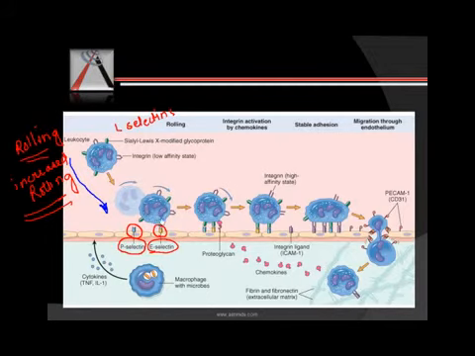Once the rolling is increased, in the next stage the integrin expression is increased. These integrins are responsible for firm binding of the PMNs to the blood vessel walls. So these are responsible for firm binding. Because of the firm binding, later these PMNs start transmigrating. This transmigration is typically assisted by PECAM-1, which is also called the CD31 zipper molecule.